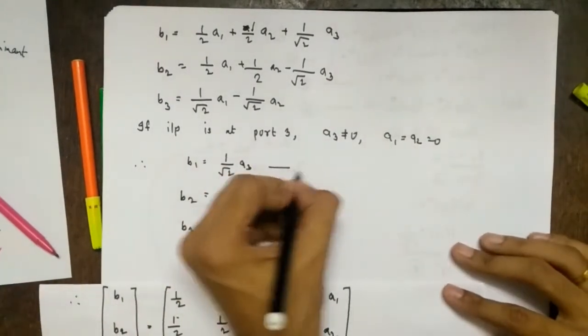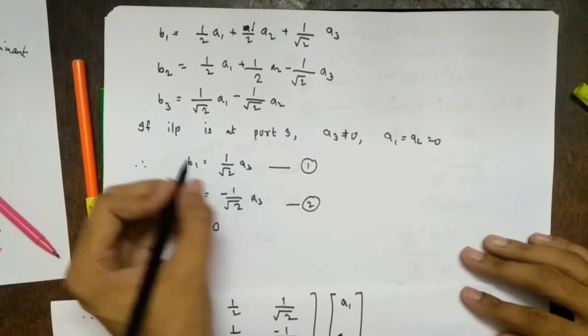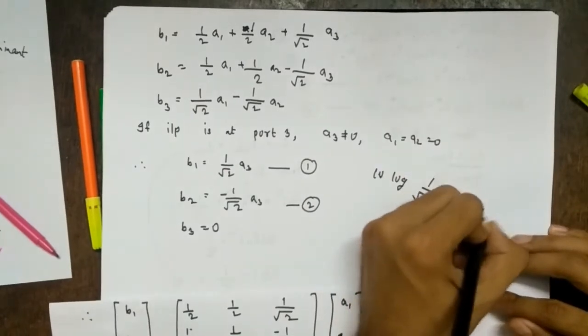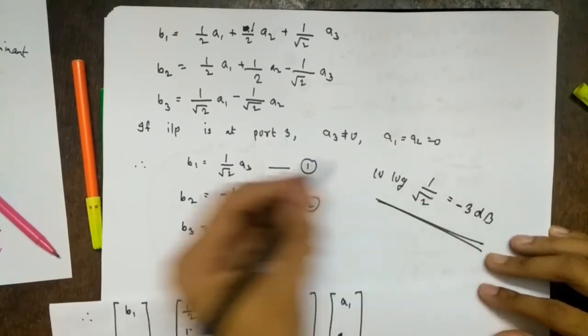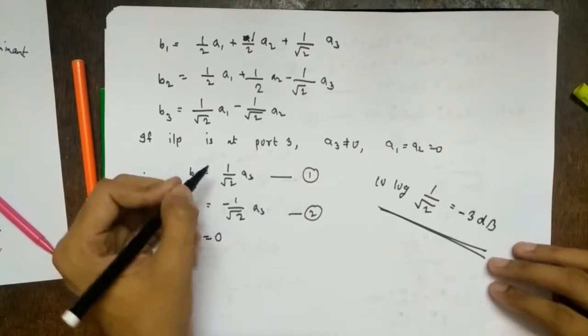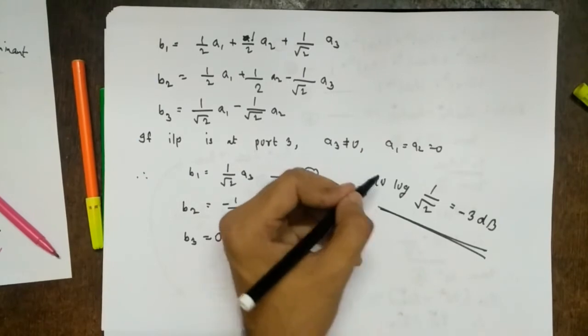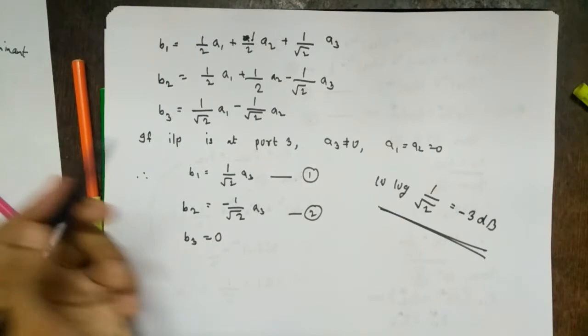So what do equations 1 and 2 show? 1 by root 2. If you do 10 log of 1 by root 2 in your calculator, you will get it as minus 3 dB. Okay. So what does this indicate? That's what they have asked, right? It acts as a 3 dB splitter. So it is equally splitting the power. Now why root 2? Because we are talking in terms of incident voltages. Usually we talk in terms of power, but while deriving it is in terms of voltages. That's why this is a 3 dB splitter. So E plane T is also called a 3 dB splitter.